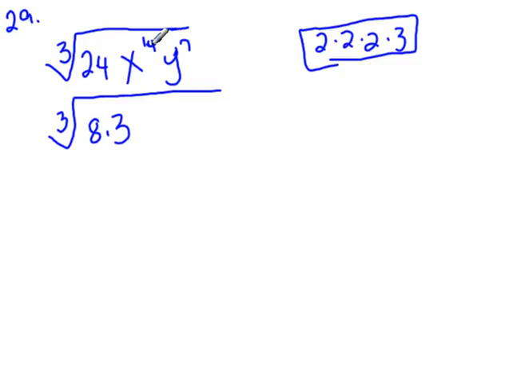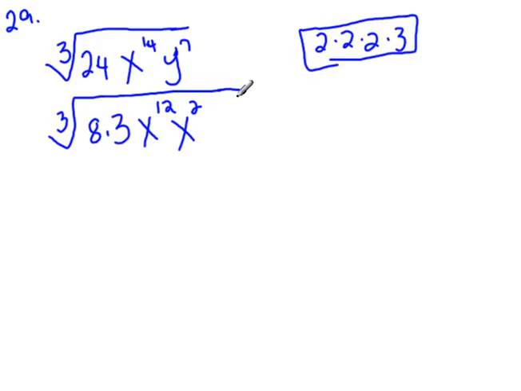Now I'm going to take my variable's power, and I want to make the closest multiple of 3 to 14 that I can. And that's going to be 12. And then I write the leftovers. So x to the 12, x squared. 12 and 2 is 14. 12 is divisible by 3, so I can take the cubic root of that more easily.